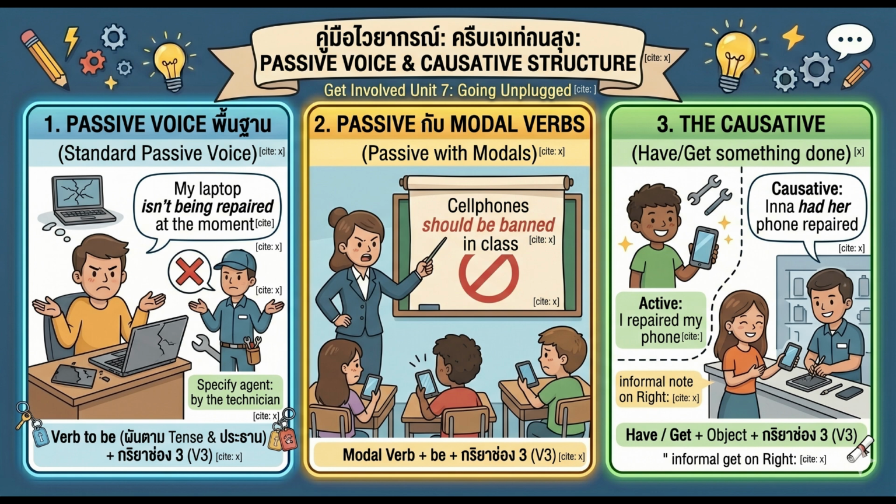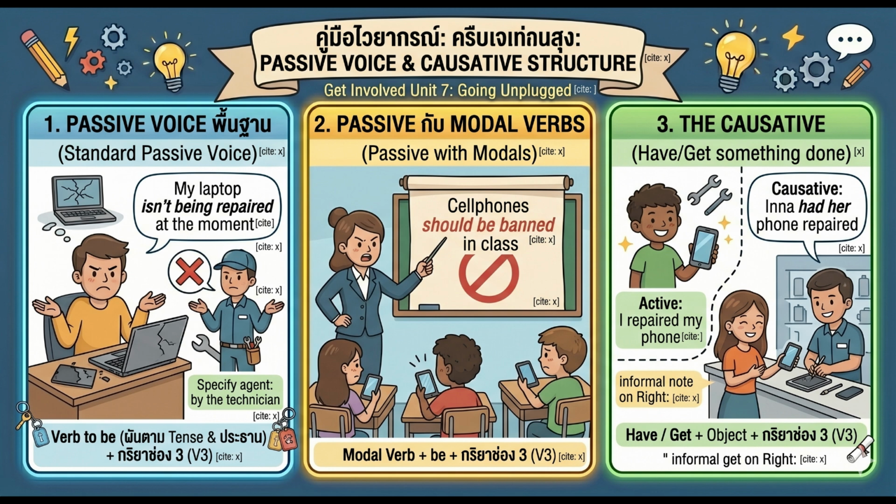Finally, but wait, what if I didn't do the action at all, but I paid someone else to do it to my stuff? Well, that's where we use the causative structure. Have or get plus the object plus the past participle. Contrast I repaired my phone, where I actually did it, with Ina had her phone repaired, where a repair shop did it for her.